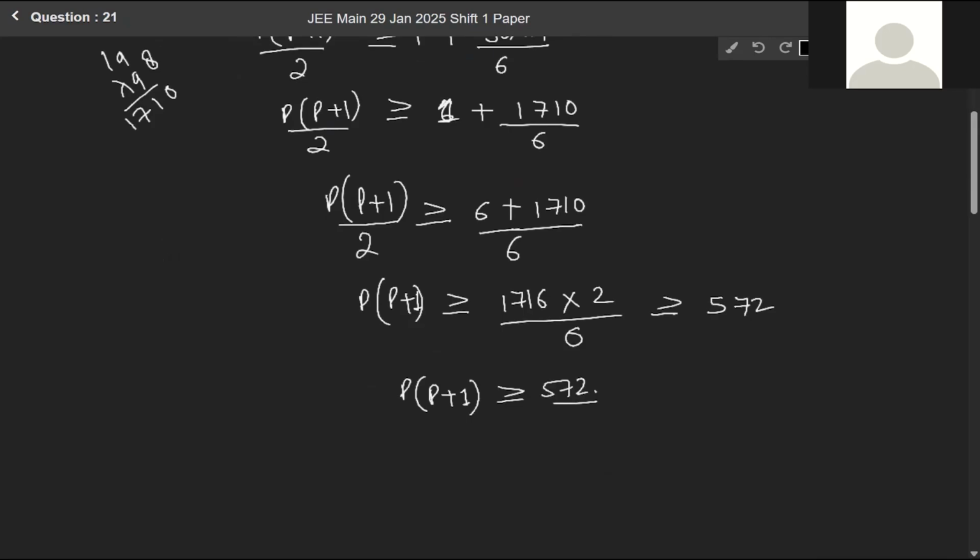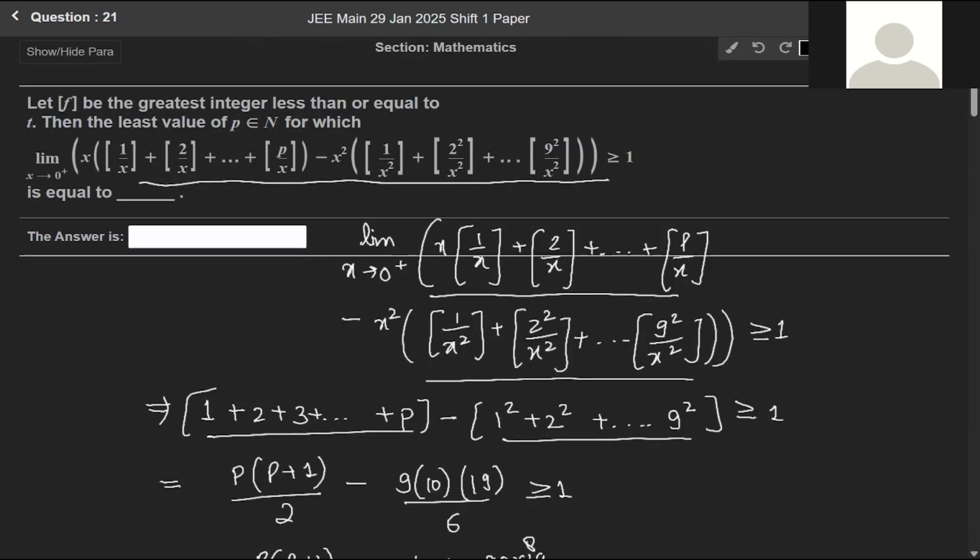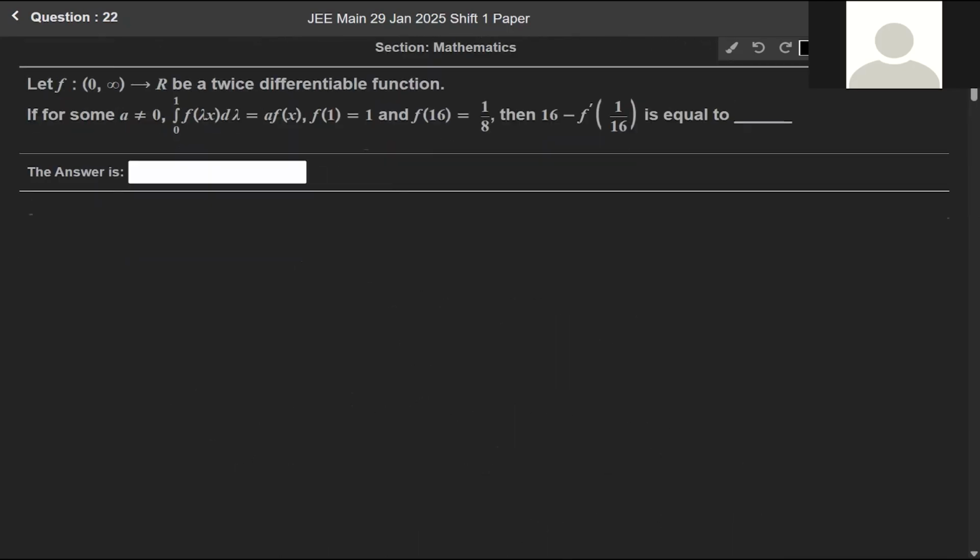It means the least natural value of p is 24, because when p is less than 24, then this relation will not be possible. So to satisfy this relation, p must be equal to 24, means the least possible value must be 24. Okay. Now next question 22.